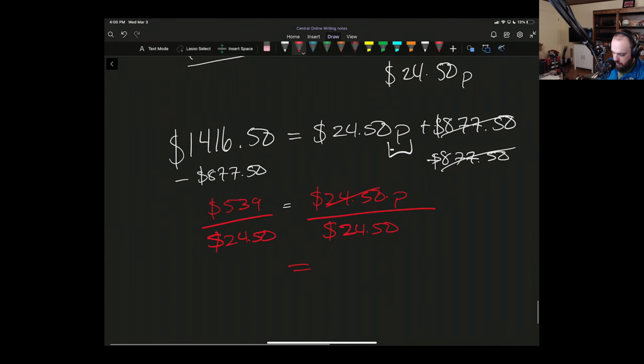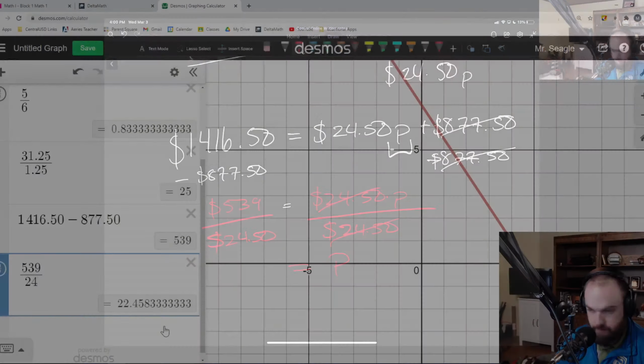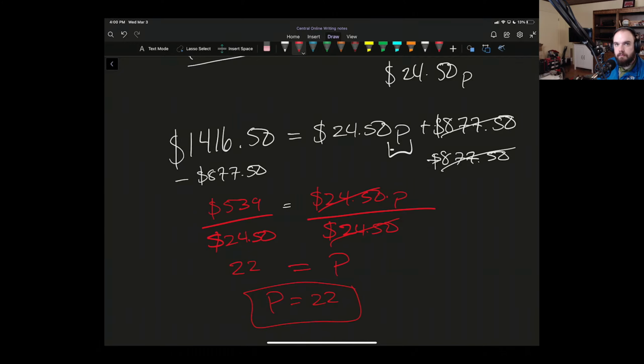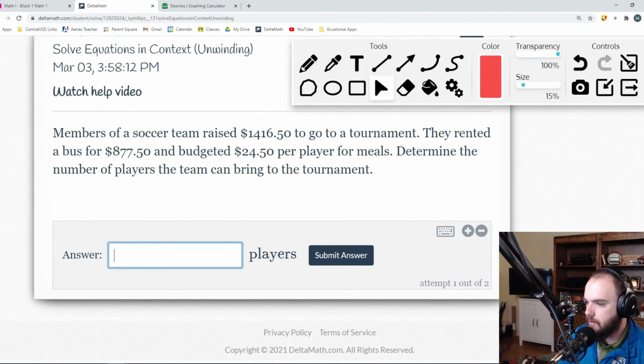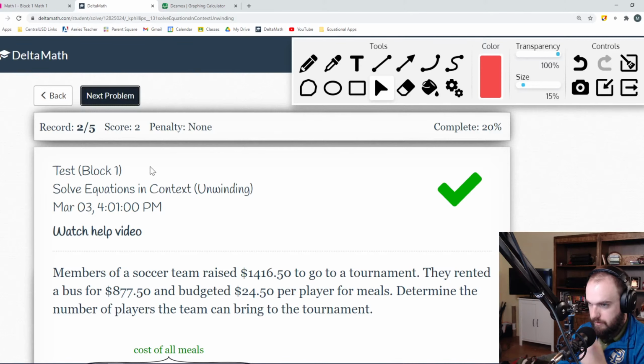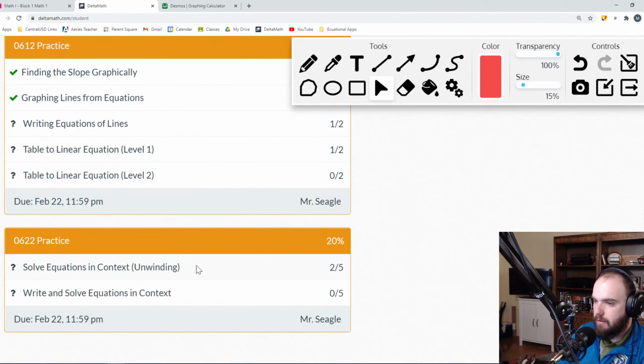So the 2450s simplify. So we're left with P on the right-hand side. If we take our number 539 and divide that by 2450, we will get 22. So we can take 22 people. So let's go ahead and type that into our answer. So we're going to take 22 players. Perfect. Awesome. Okay. All right. So there's the solving equations in context, right?